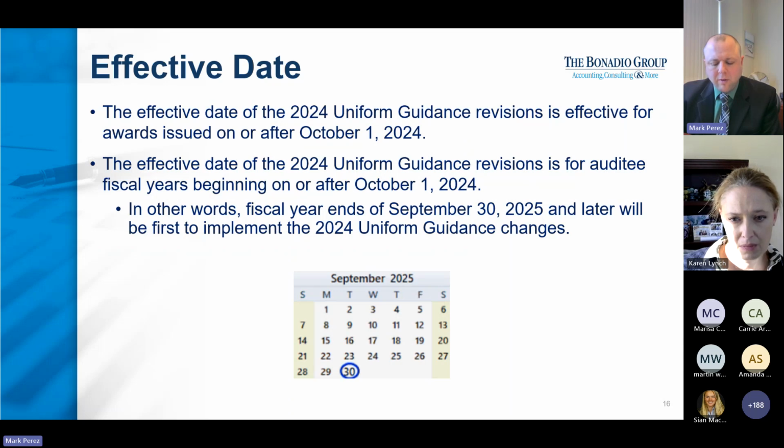Basically, what this comes down to is, in other words, fiscal year ends September 30th, 2025 and later will be the first to implement these 2024 changes. So if you're thinking of this in terms of your financial reporting period, a lot of you, of course, are probably 12/31 year ends. I think that's a good guide to take away there, that the rule of thumb is for fiscal year ends 9/30/25 and later.